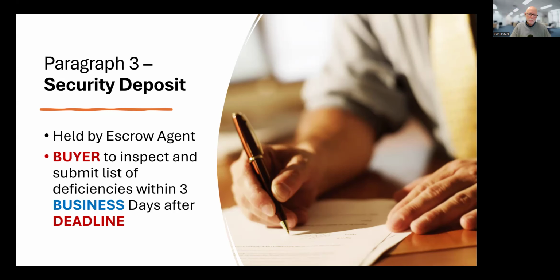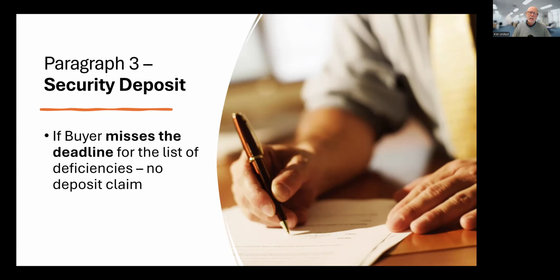Okay. If the buyer misses the deadline for the list, so let's say they're supposed to leave Friday and they leave Friday. The 3 business days is Monday, Tuesday, Wednesday. And Thursday morning comes and the buyer has not turned this list in, they've lost claim to the deposit. Their silence has told the seller, I agree, the house is in good shape and you don't owe me anything.